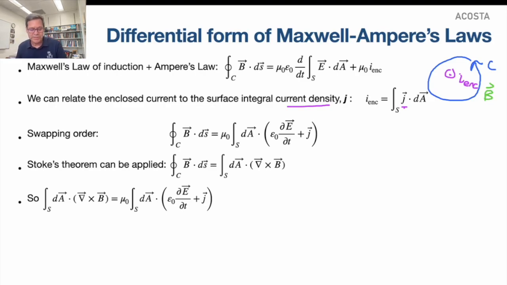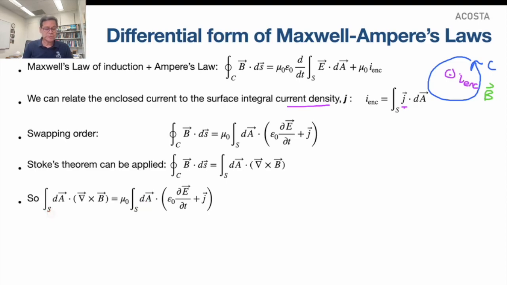And so what that means, the left side here of this Maxwell-Ampere law is the surface integral now of the curl of B. And the right side, by using our current density and swapping the order of the time derivative, is the surface integral of dA dotted with epsilon naught dE dt, the time derivative of the electric field, plus the current density with a mu naught out front.